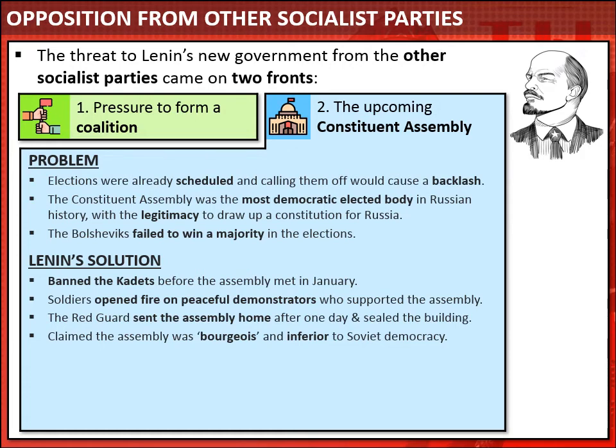Lenin justified these actions by claiming that the assembly itself was bourgeois and that it represented a step backward for the revolution. He claimed that the new Soviet democracy being set up by the Bolsheviks was superior to the bourgeois Constituent Assembly.